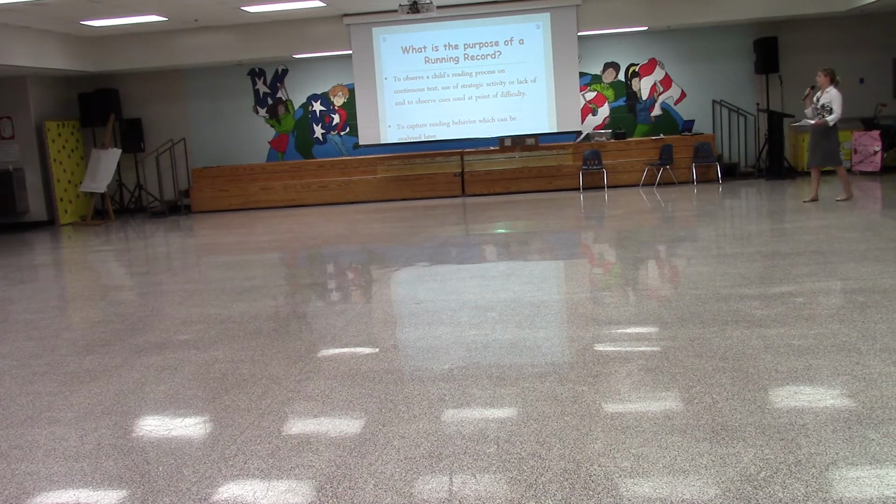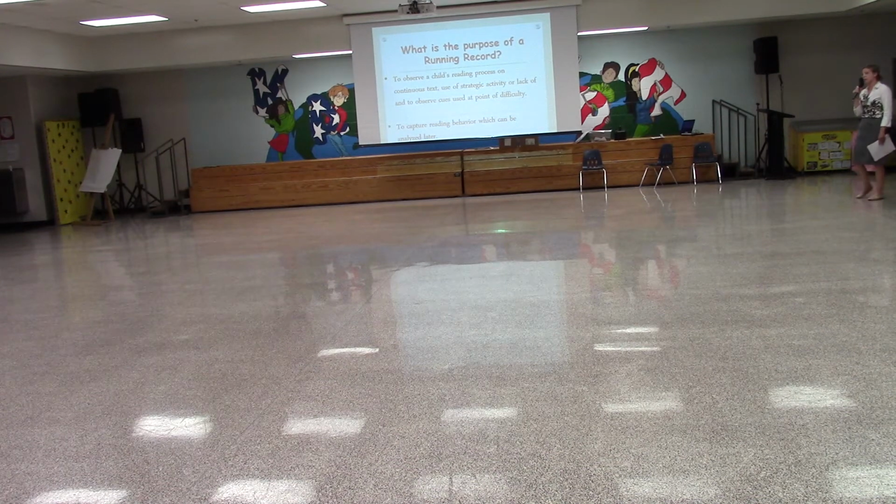Strategic activity is what you're going to see your students doing. You might see them self-correcting. You might see them rereading. You might see them looking at the parts of words when it's difficult. You might see them saying words slowly. There's lots of different strategies. And then say point of difficulty. Point of difficulty is when they come to that word that's hard for them, and you might see them do several things. They might just look at you. They might try to say it slowly, or they might appeal to you.